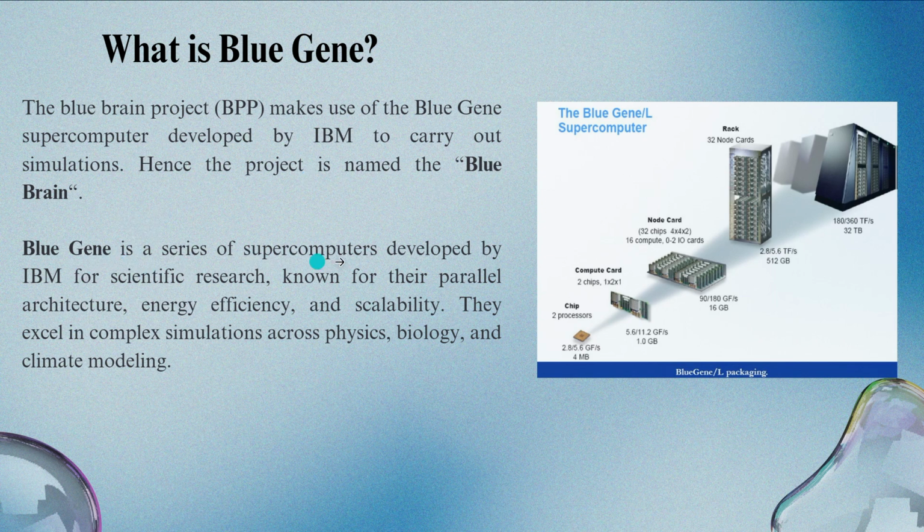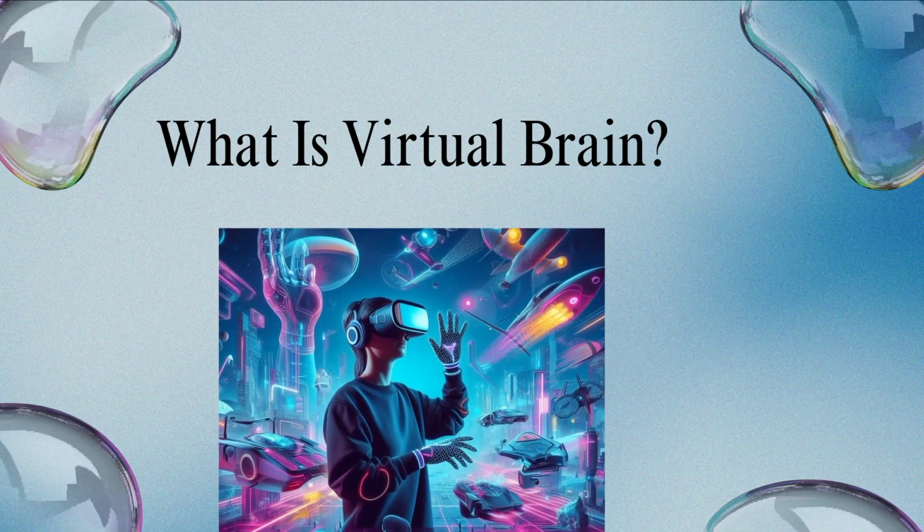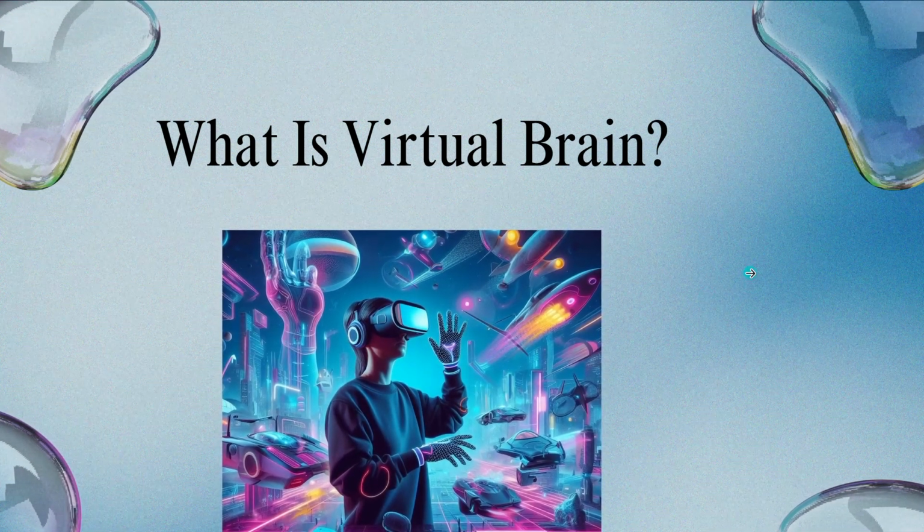BlueGene is a series of computers developed by IBM for scientific research, known for their parallel architecture, energy efficiency, and scalability. They excel in complex simulations across physics, biology, and climate modeling. This is the BlueGene computer. This blue brain technology is using the blue gene computer.